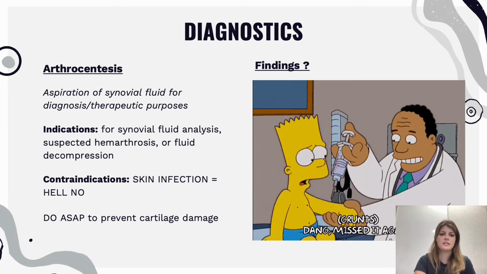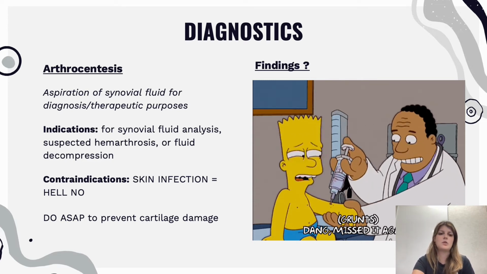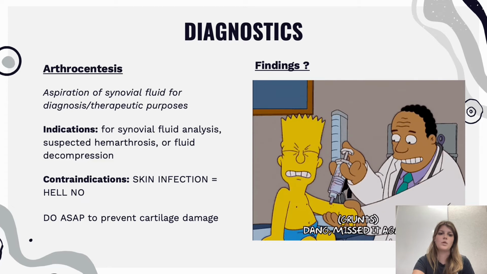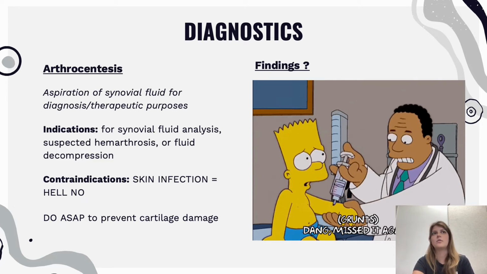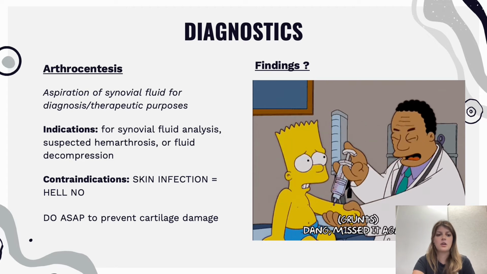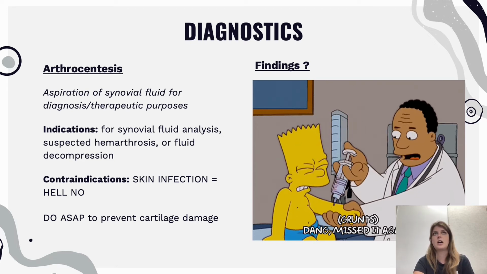Contraindications. If they have a skin infection, we definitely want to clear that up before we do this procedure, because we do not want to be spreading more microbes into the joint and leading to an infection if there wasn't one already. However, if that wasn't there, we want to do this as soon as possible, because the sooner we diagnose septic arthritis and start treating it, we can prevent cartilage damage from the inflammatory process.